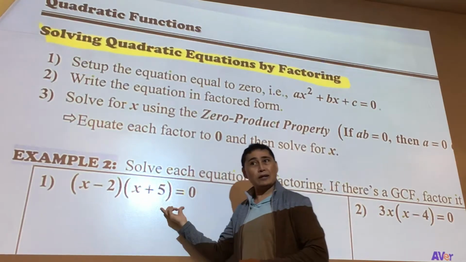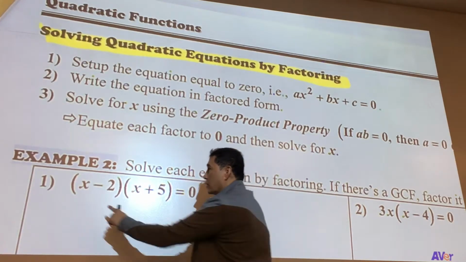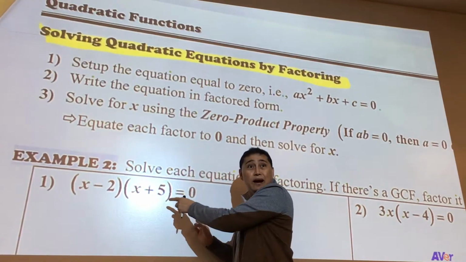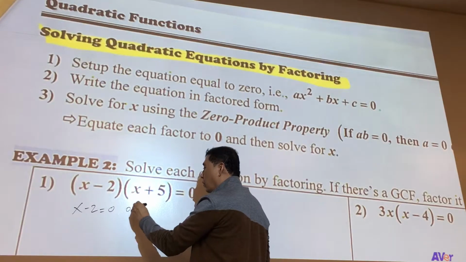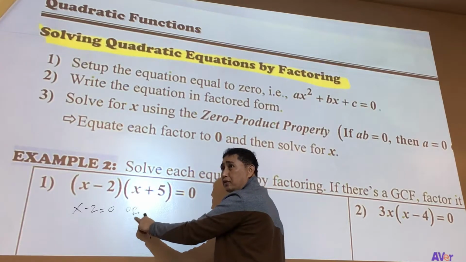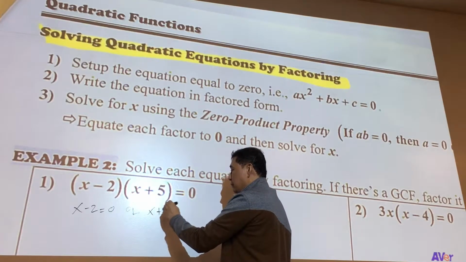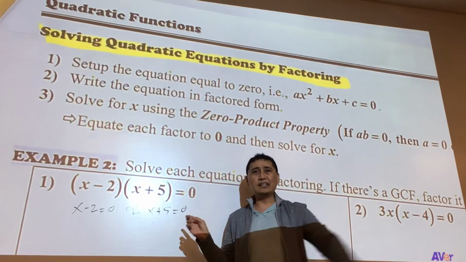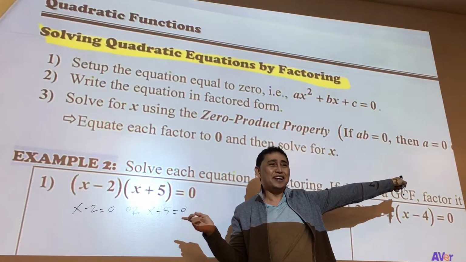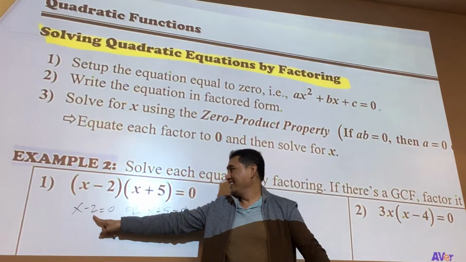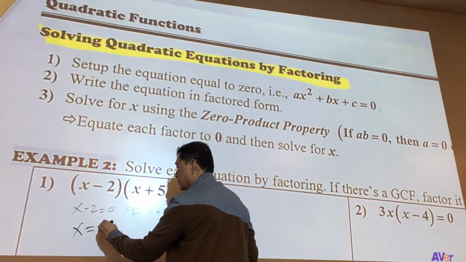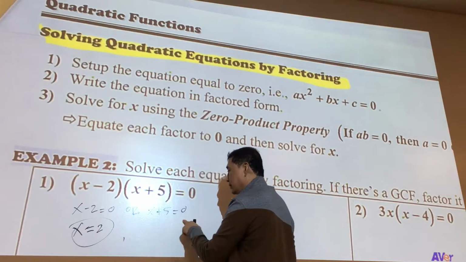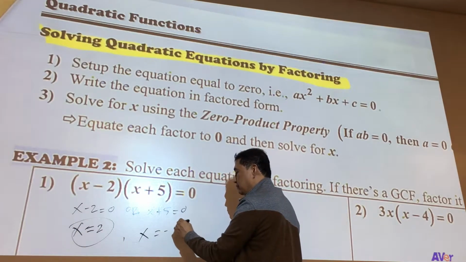Is this already in factored form? Yes or no? Therefore, this is one factor, that's another factor, correct? So I will write x minus 2 equal to 0, or you can just put a comma if you don't want to use the word or. x plus 5 equal to 0. Did you notice the answers are already up there? Give me an answer for this one. x is equal to 2, or x equal to negative 5.